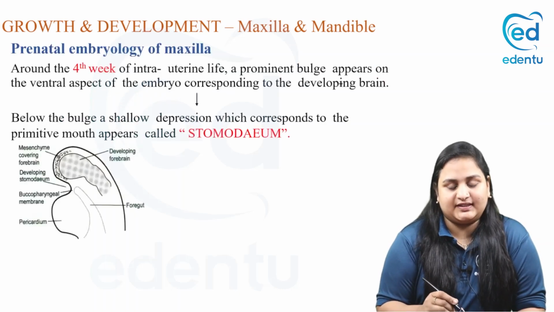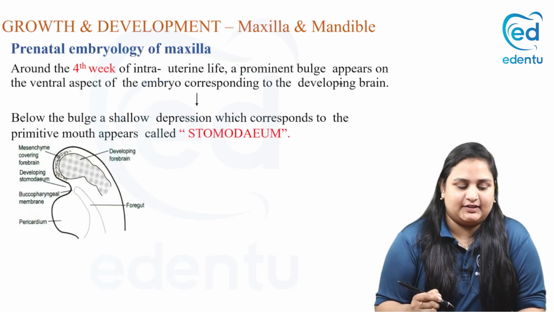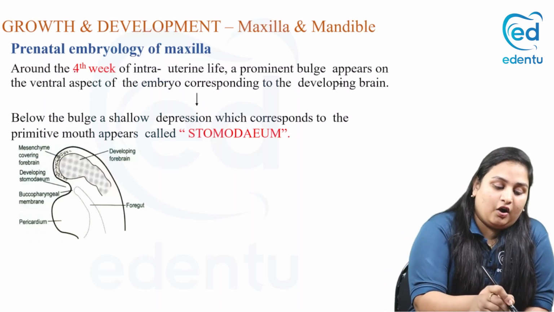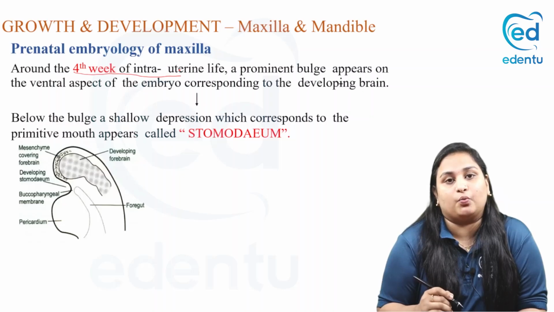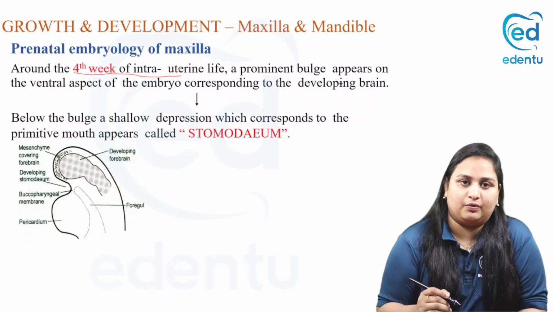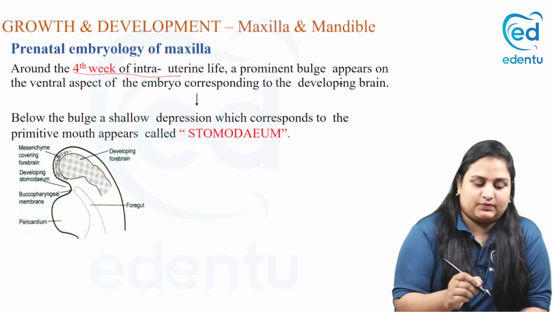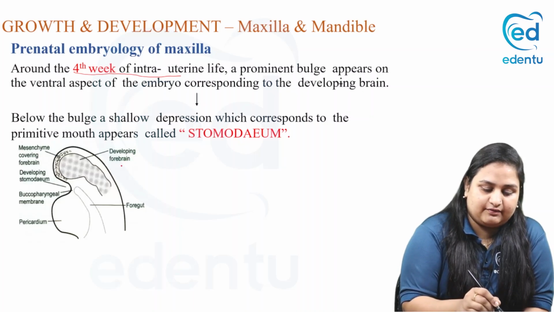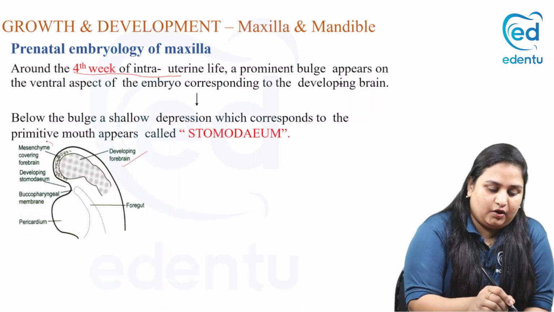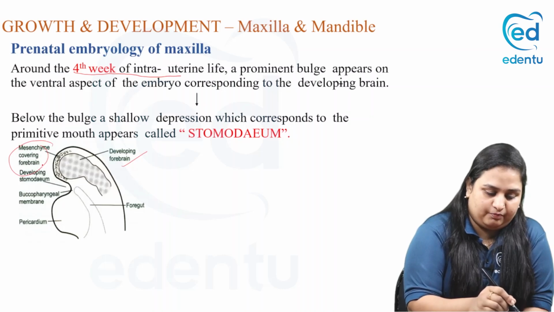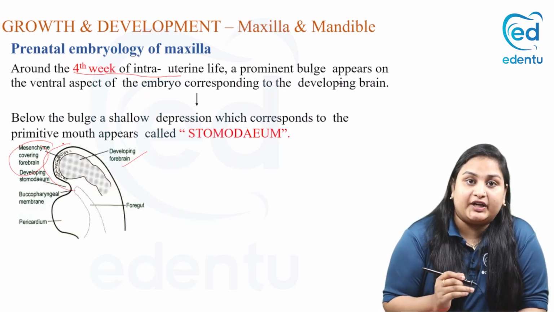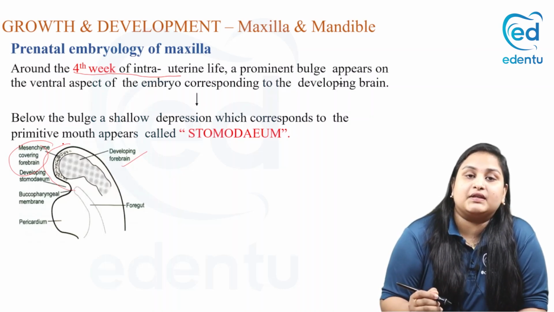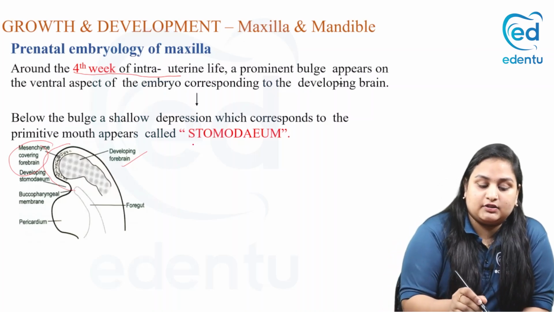To begin with, let's trace back our journey of maxilla. It happens during the 4th week of intrauterine life. There is a prominent bulge which appears on the ventral aspect of the embryo close to the developing brain. As we can see in the figure, here is the developing forebrain, and here we have the mesenchymal covering for the forebrain, and then this prominent bulge is appearing here. Now, below the bulge, there is a shallow depression which corresponds to the primitive mouth called the stomodium.